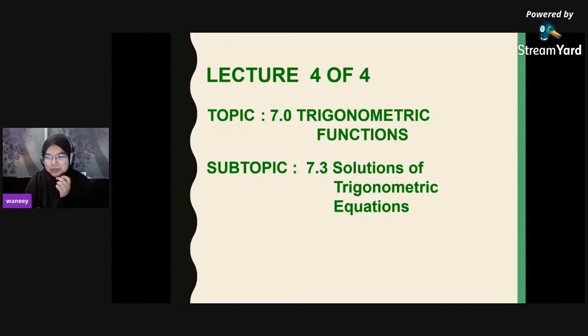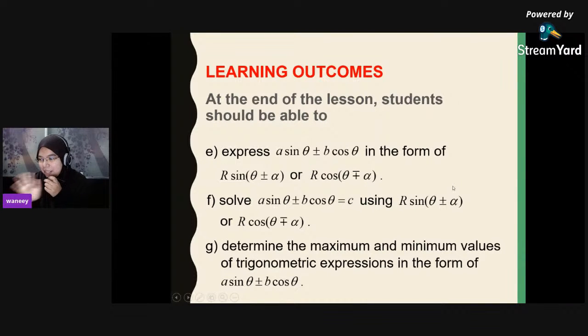Okay, so it's 9:02 already. So let us start. Let me go to the slide. We are at the last lecture for trigonometric function. Today we are going to proceed with solution of trigonometric equation. Last time we have done the substitution. Today we are going to learn how to do the other cos, theta plus minus alpha, as well as the other sine, theta plus minus alpha. Okay, so let's start then. Oh, by the way, hi. Untuk siapa yang say hi tu, hi again.